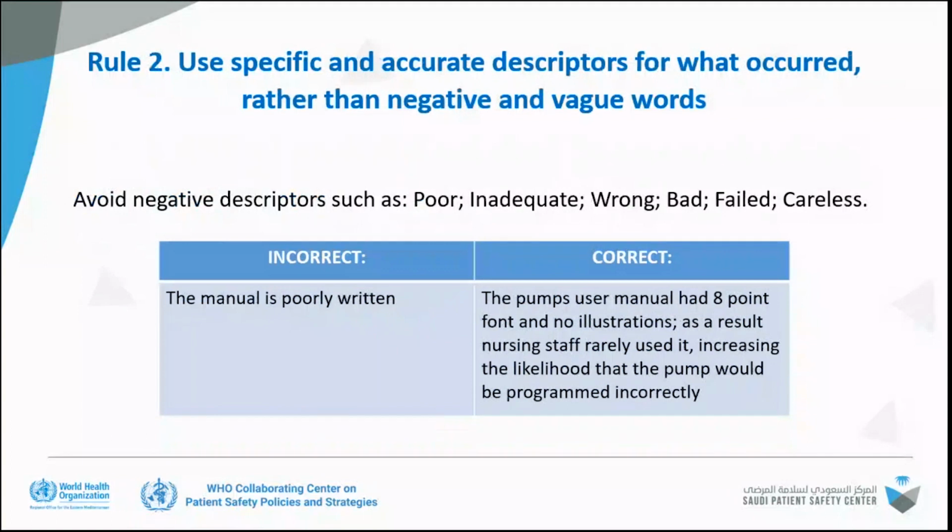For rule number 2, use specific and accurate descriptors for what occurred rather than negative and vague words. So we have to avoid negative descriptors such as poor, inadequate, wrong, bad, failed, or careless. Referring to the previous example, it's incorrect to write the causal statement "the manual was poorly written." We have to specify exactly why it's poorly written. So the correct statement will be: the pump's user manual had 8-point font and no illustrations. As a result, nursing staff rarely used it, which led to an increased likelihood that the pump would be programmed incorrectly.